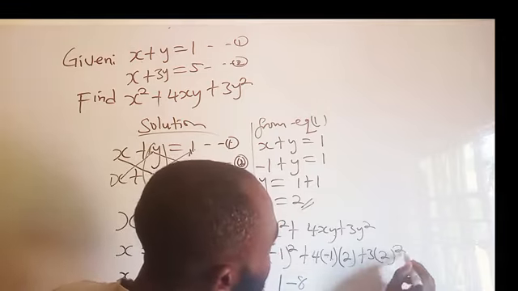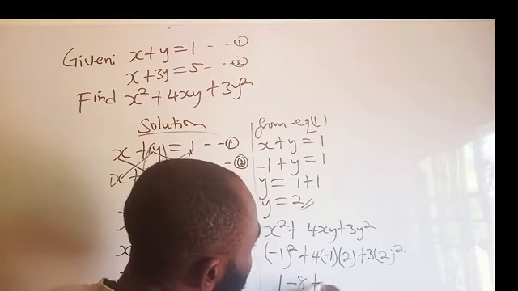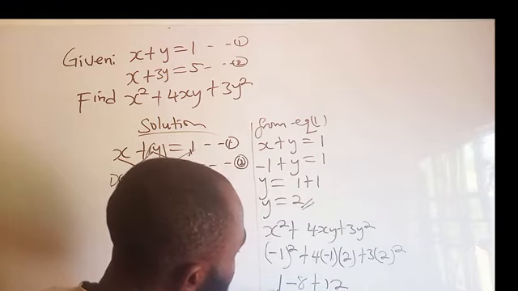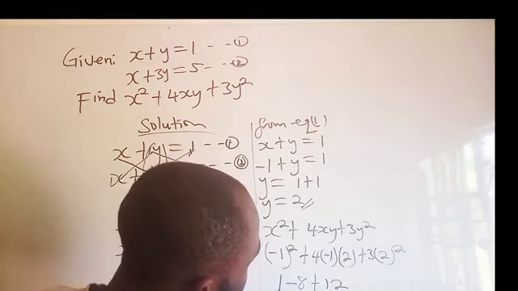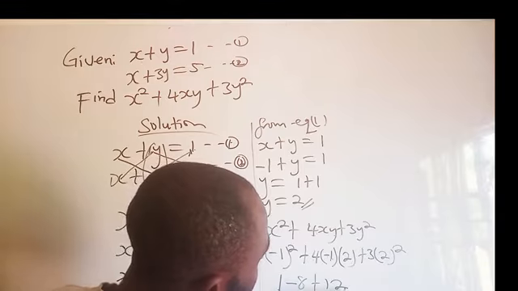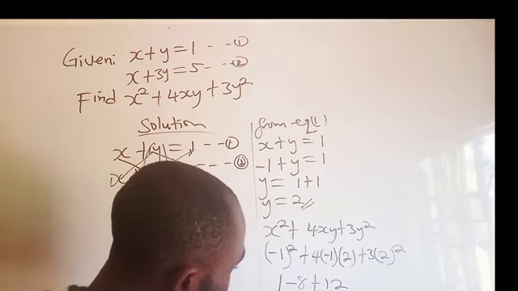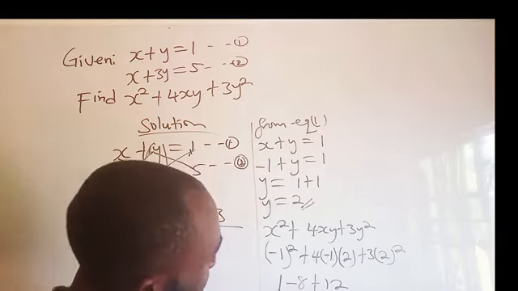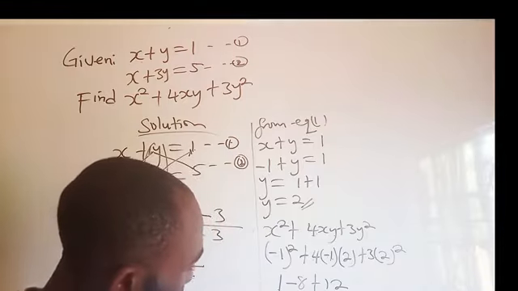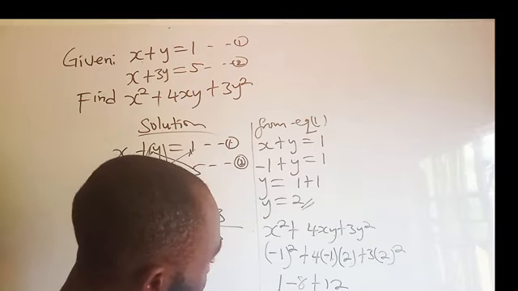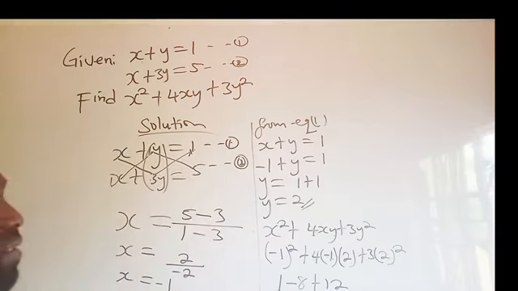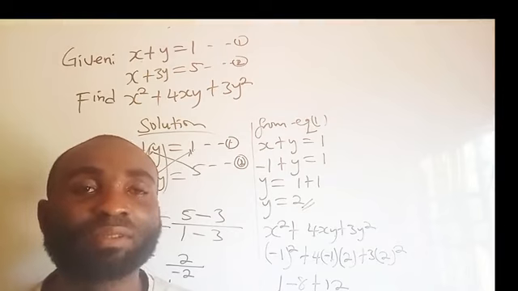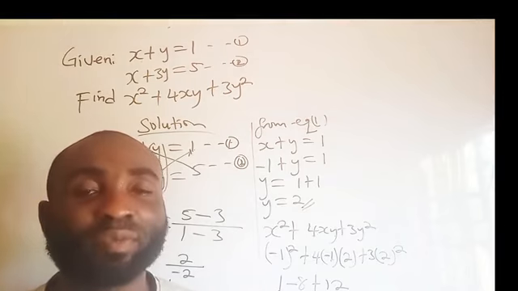2 squared is 4, times 3, that will give us 12. So 1 minus 8 is minus 7. Minus 7 plus 12, that will give us 5 as our answer.